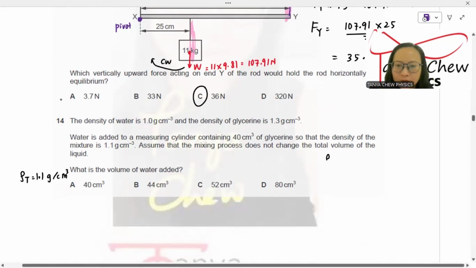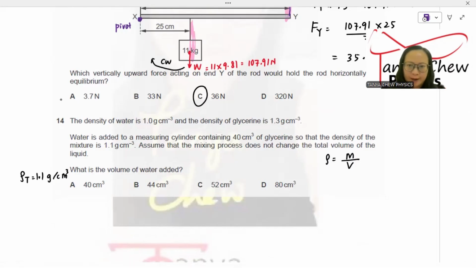Now, I write down the equation of density first, mass over volume. It seems I have the density of the water, and I only have the volume of the glycerine. Okay, I have the density of the glycerine as well. I want to find the mass of the glycerine first.